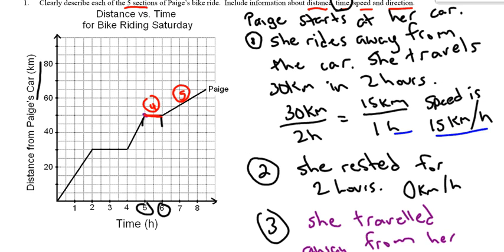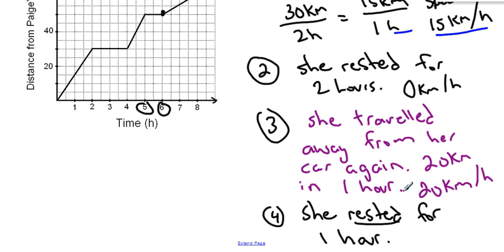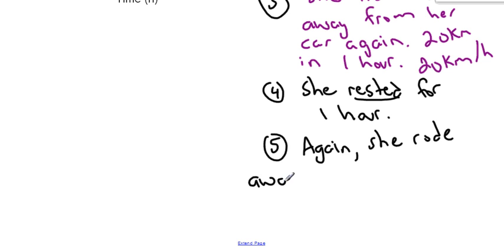So now let's look at the final portion of Paige's journey. Oops, I erased it, but you know, it's this portion here. So from here to here, what's happening? Well, again, her distance is increasing because she's moving away from the car, which means she's riding away from the car. So again, she rode away from the car.